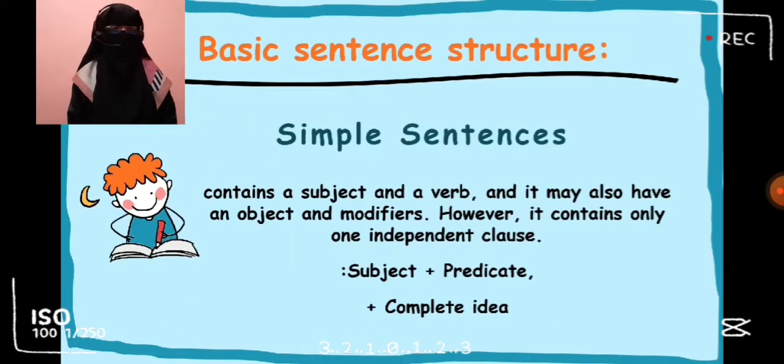Now, let us talk about simple sentences. Basically, a simple sentence needs to have a subject and a predicate. The subject is who or what is responsible for the action of the sentence. The predicate, again, might also be known as a verb phrase depending on your history with grammar. This is what the subject does or what the subject is.